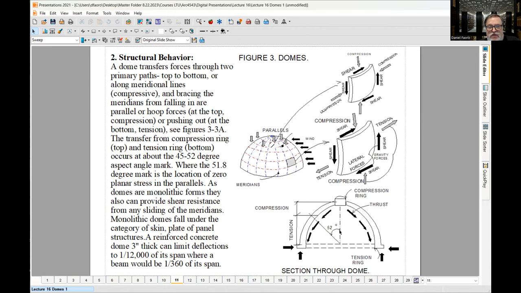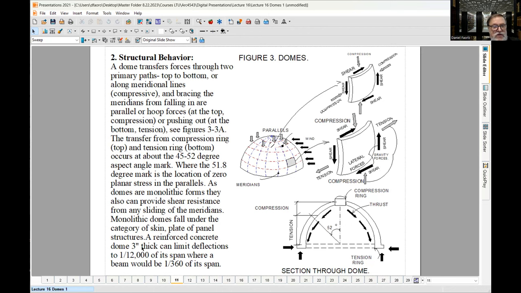If you take a look at the internal generating angle from the center point of the dome and measure down 52 degrees from the vertical, that's the transition point. So from here up, you've got your compression, but from here down, you have your tension. The compression forces are increasing in magnitude and you're starting to push out at the base, and that's creating some of these tension forces which could cause fracture.